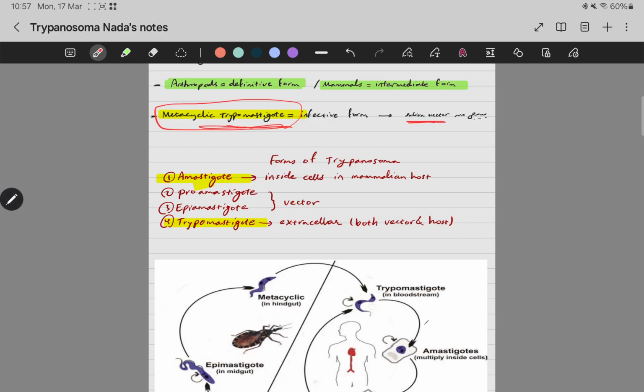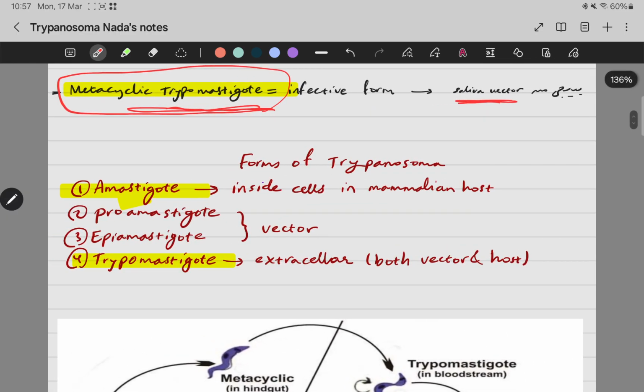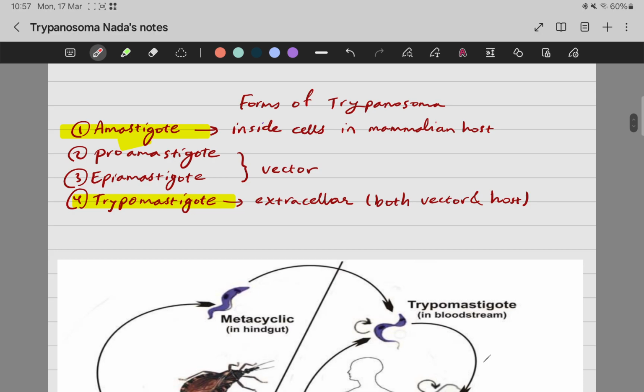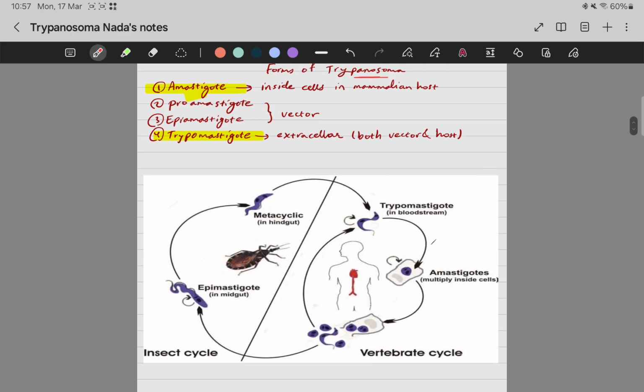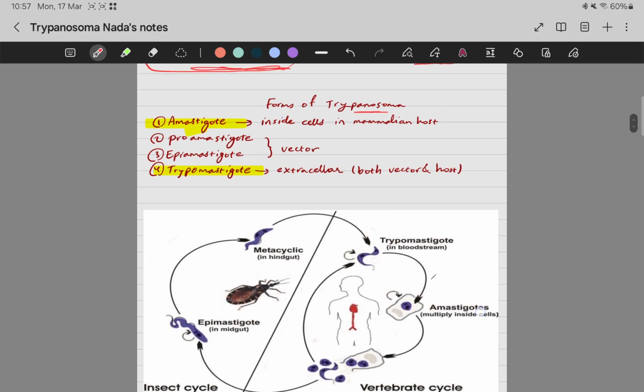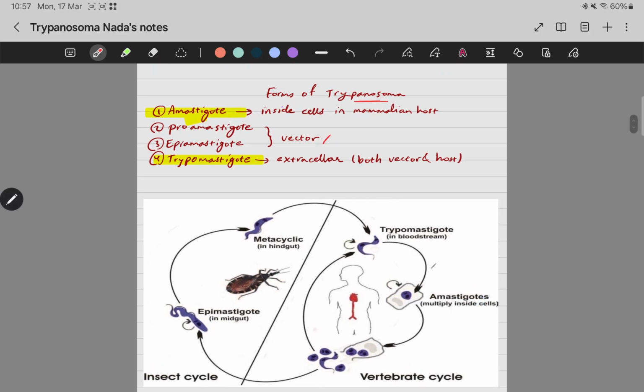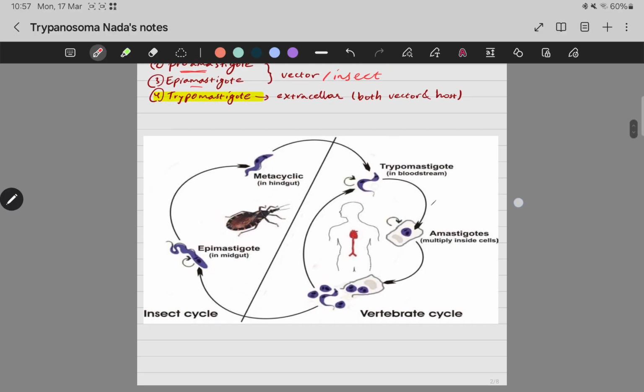It comes from the saliva of the vector, the insect that bites an organism, as we will see later. So here we have different evolutionary forms of trypanosoma. Trypanosoma has different stages, just like a child who is an infant, then a baby, then a teenager, and so on. It has four main stages. Two stages are inside the vector, the insect. These are called promastigote and epimastigote.